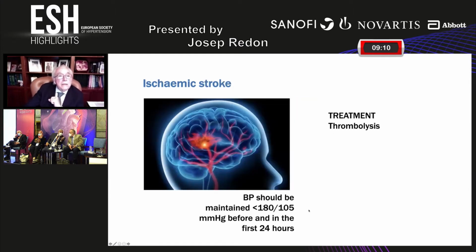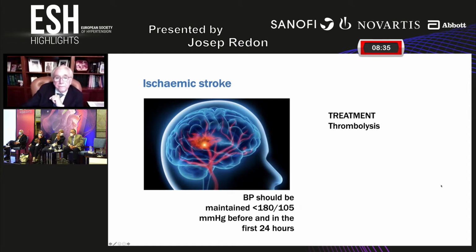What about ischemic stroke? Here, we need to consider that when you have a patient with ischemic stroke who needs thrombolysis, blood pressure should be maintained below 180 over 105. If the patient is not going to thrombolysis, antihypertensive treatment is not required in the first 24 hours. Of course, if they receive thrombolysis, you need to maintain blood pressure and reduce it progressively in the following days.